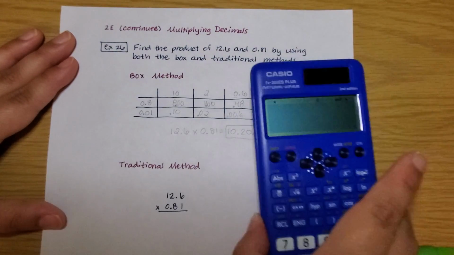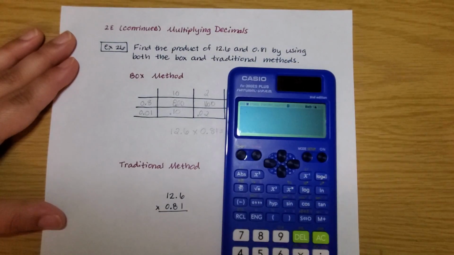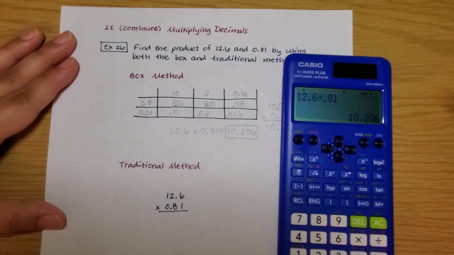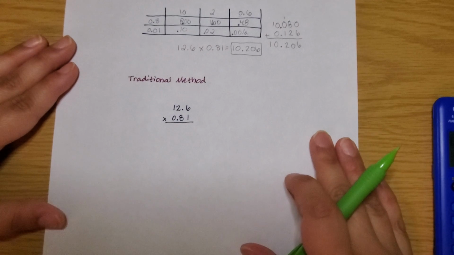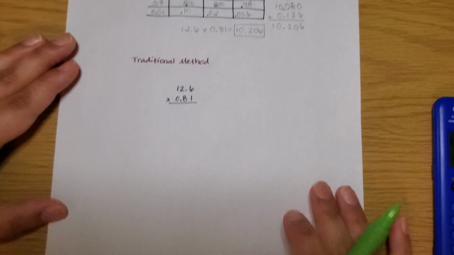Let's check that, see how we did. Hey, 10 and 206 thousandths. It worked out. Okay, so let's now try this product, but this time let's use the traditional method.